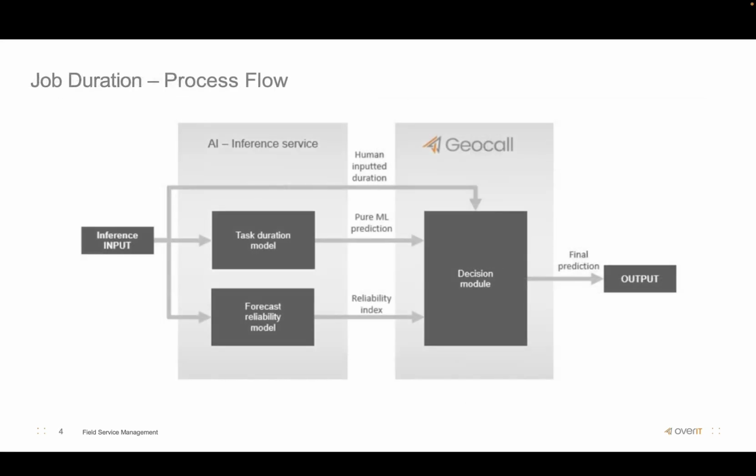Now, I would like to show you in more detail how these last two steps work. Once the inference input is ready, in the inference service we can find the two models that I have previously mentioned, the task duration and the resource duration. This service sends to the platform three outputs, the two predicted by the models and the human inputted one. From here, a decision module on the platform can choose the best results according to the rules that we have defined. Now let's have a look at a quick demo.